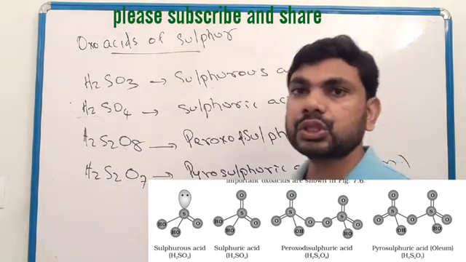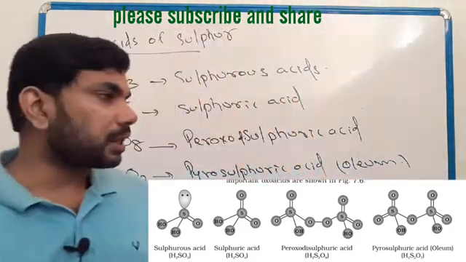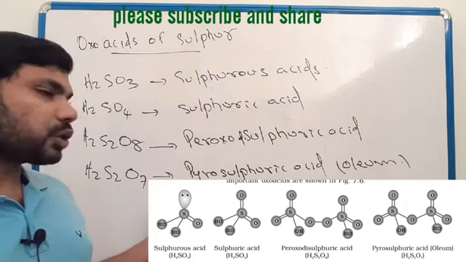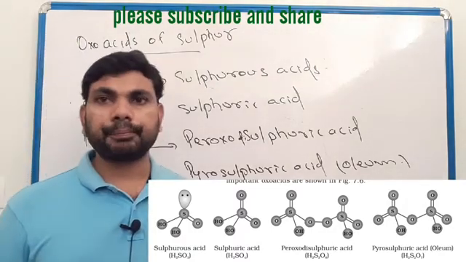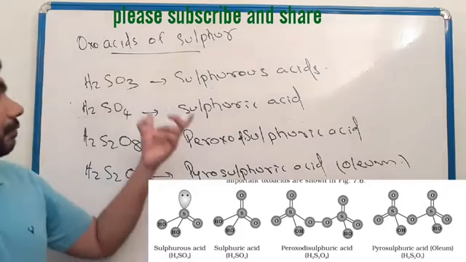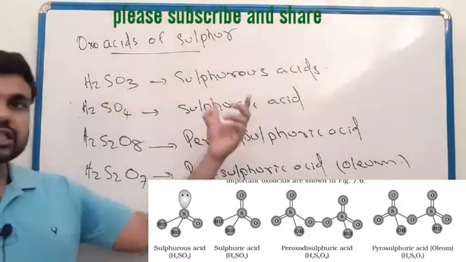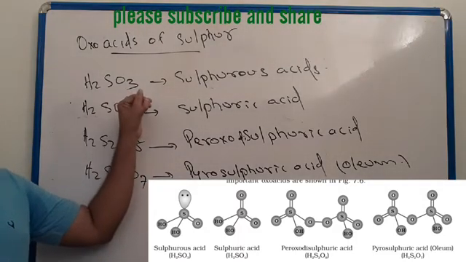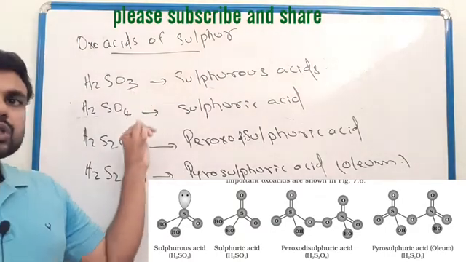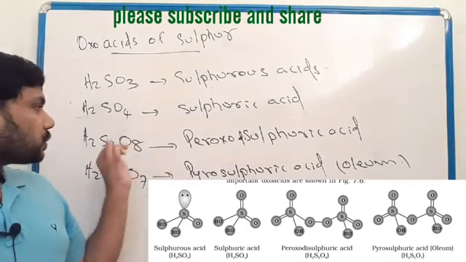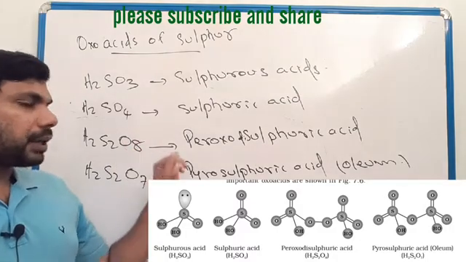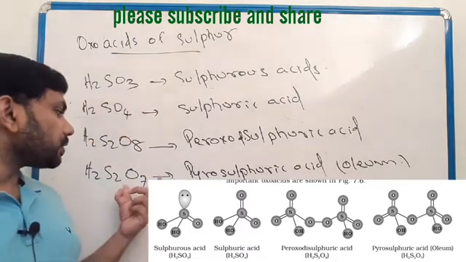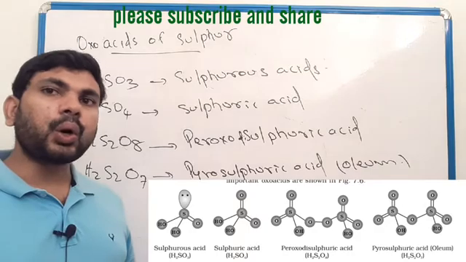H2S2O7 means pyrosulfuric acid, also called oleum. So here you have different oxo acids and their structures are given. H2SO3 is sulfurous acid, H2SO4 is sulfuric acid, H2S2O8 is peroxo disulfuric acid, and H2S2O7 is pyrosulfuric acid or oleum.